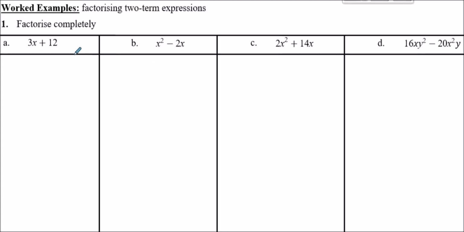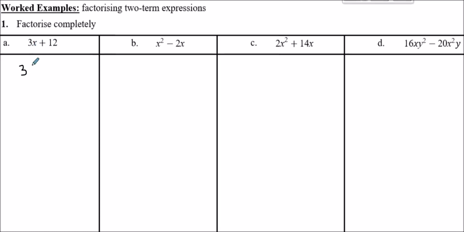So first of all, let's get straight into it and try and factorise these. Factorise completely. So we're going to go for the highest common factor each time. So do the numbers first, then consider the letters. So there's no x's common to each here, but there is a common factor of 3.